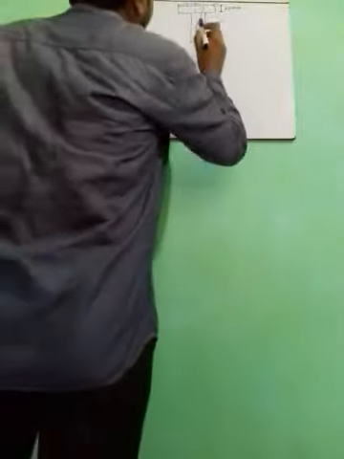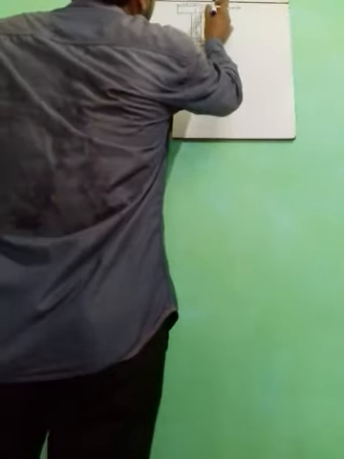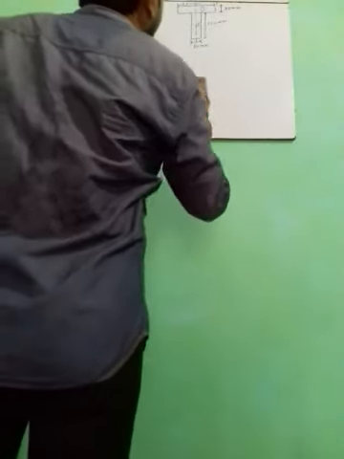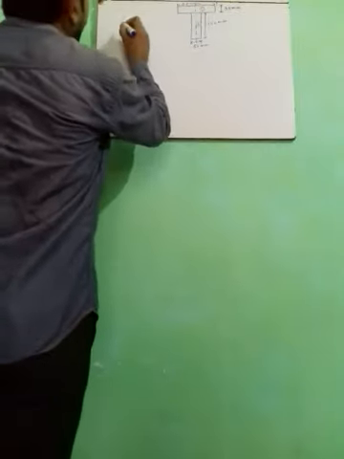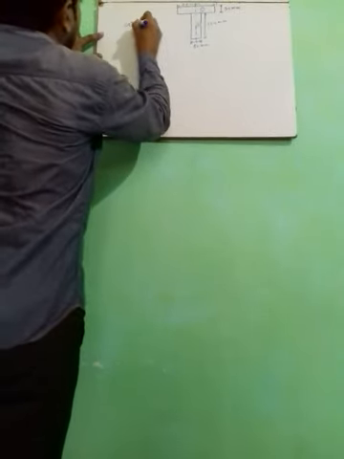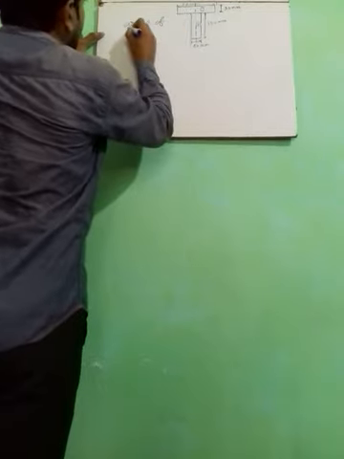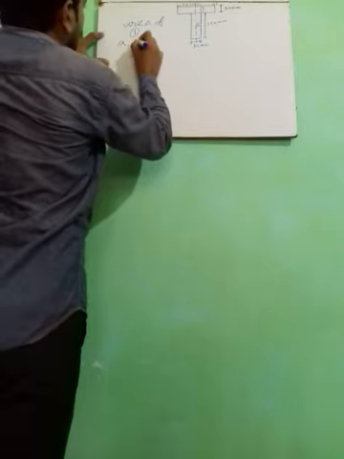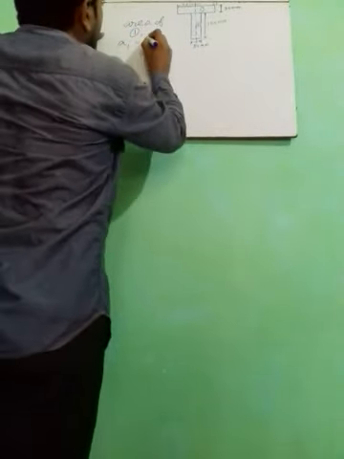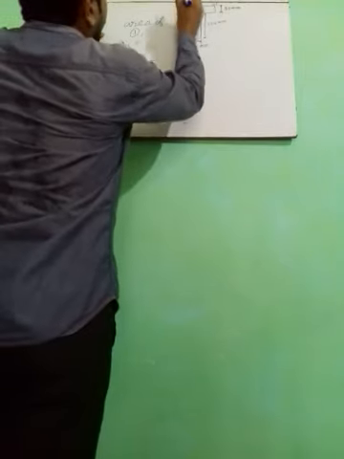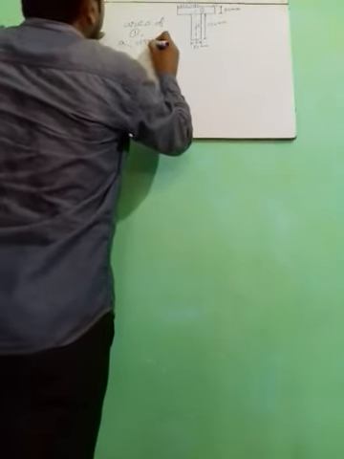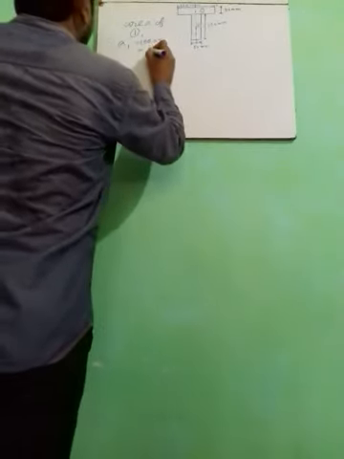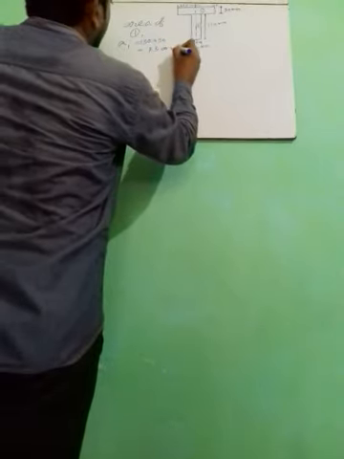So let us find out the CG of the two sections. At first, for the CG of the first section, we have to determine the area of the first figure. That is, area of figure 1, A1, equal to 150 into 50, which equals 7500 mm square.